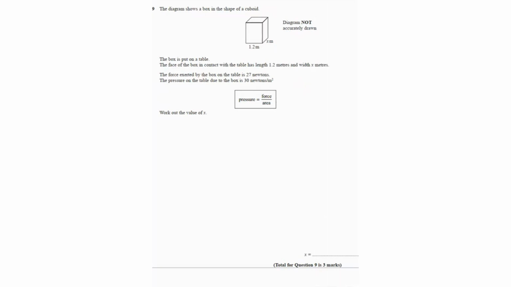Then in this one, it says that the diagram shows a box in the shape of a cuboid. The box is put on a table. The face of the box in contact with the table has length 1.2 meters and width x meters. The force exerted by the box on the table is 27 newtons and the pressure is 30 newtons per meter square. We have to work out the value of x. Very similar to the questions we have done. So pressure is 30, force is 27. The area in contact is 1.2 by x, so 1.2 times x. It's a very easy 3 marks, honestly.